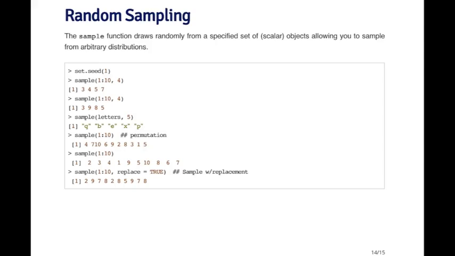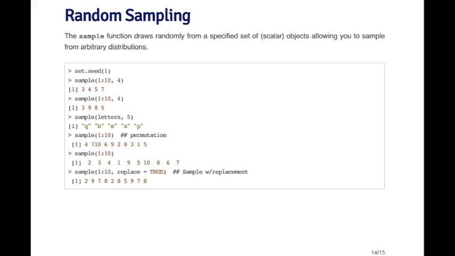So the last function I want to talk about is the sample function, and the sample function allows you to draw randomly from a specific set of objects that you specify. So if you give it a vector of numbers, it allows you to draw a random sample from that vector of numbers. And so you can create any arbitrary distribution that you want by specifying a vector of objects and then sampling from it.